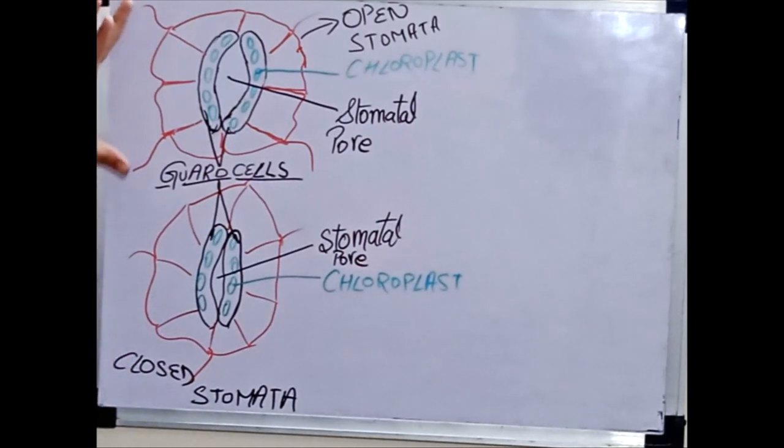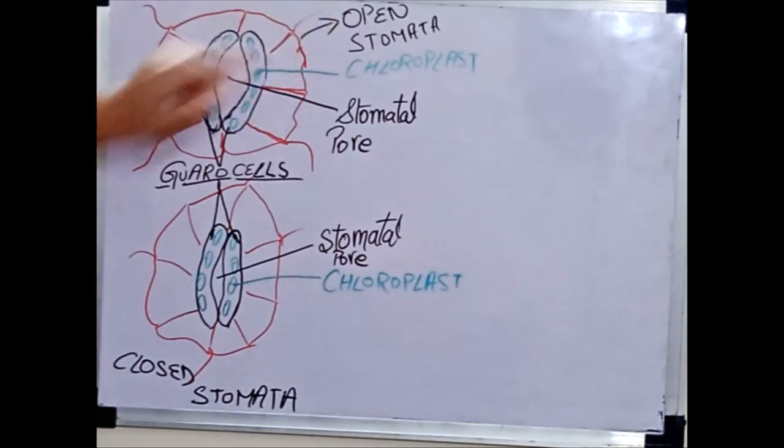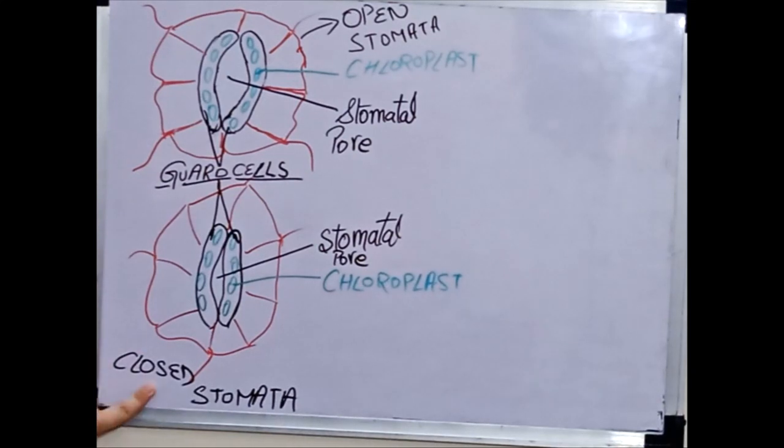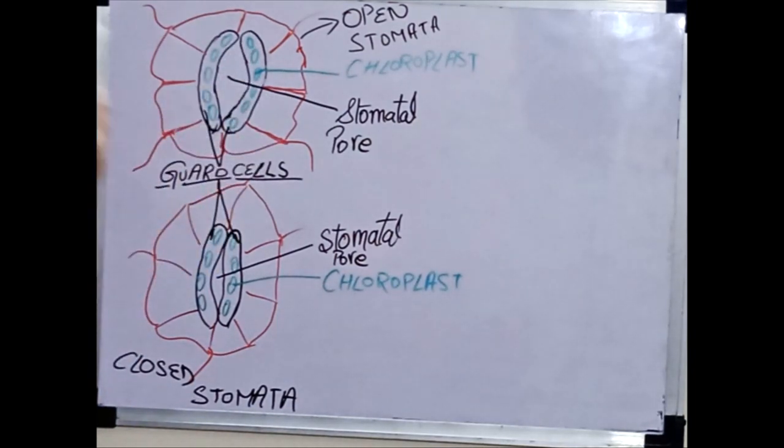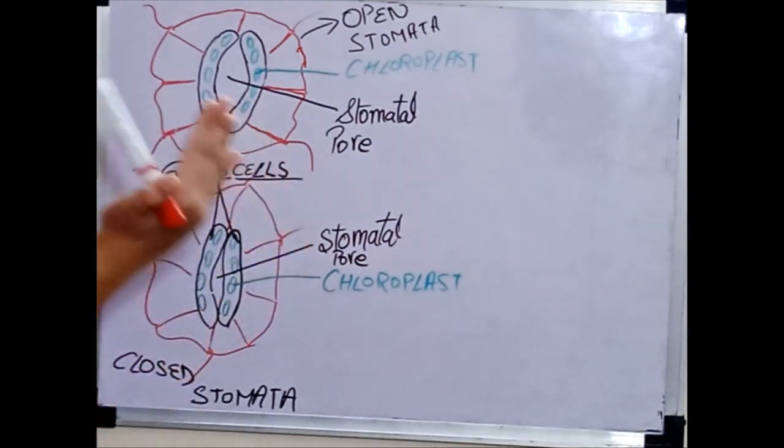Here, this is an open stomata. This one is your closed stomata. Can you tell me the difference between the two? You do play the game of finding the difference. Can you? Here there is only one difference. This stomata is opened. This one is closed.